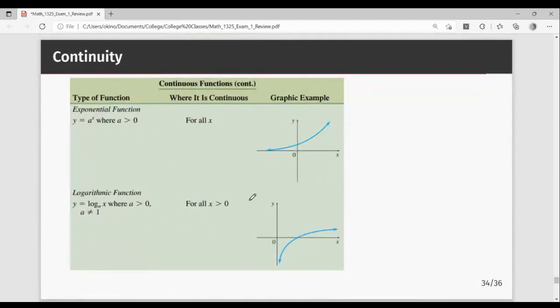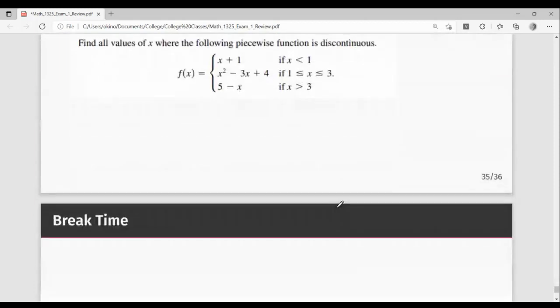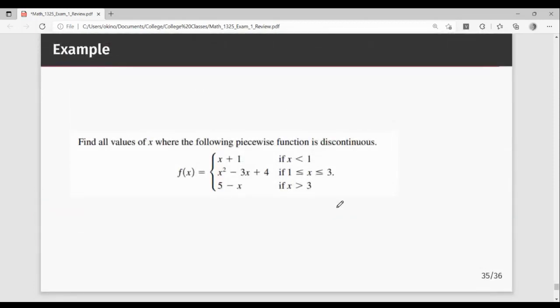And exponential functions are continuous everywhere, and logarithmic functions are continuous on all positive x's. Okay, so we have this last quick example. Let's find the values of x where this function is discontinuous.